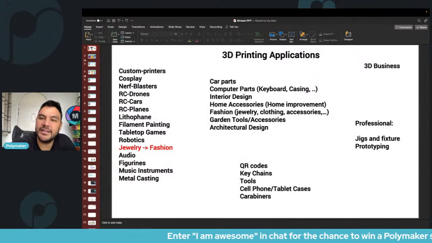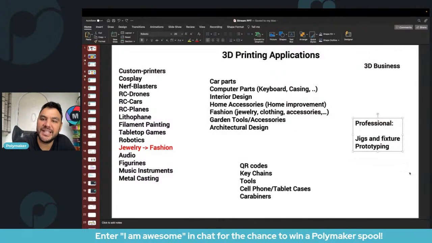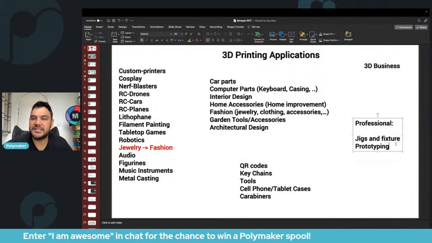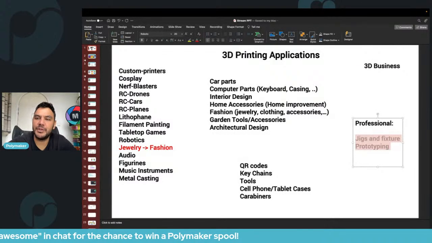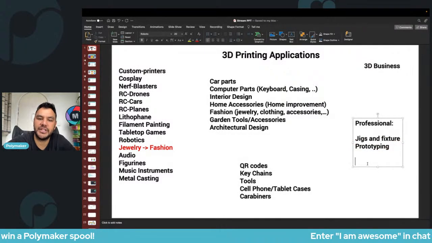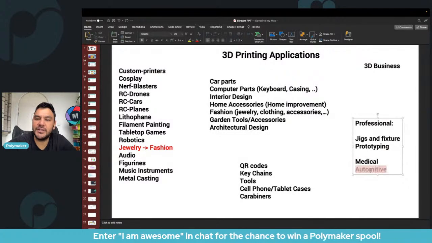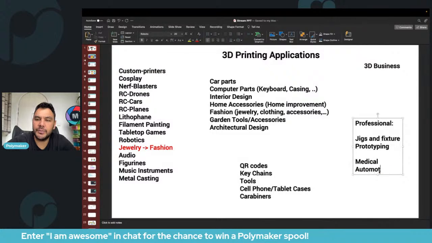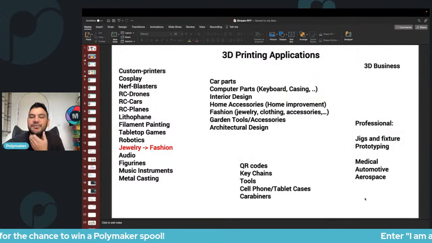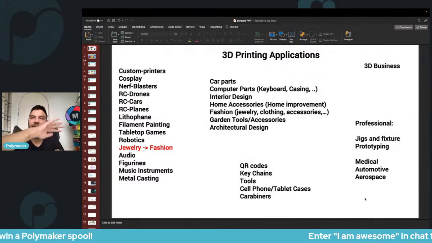I think medical is a different dimension, because with professional, you have one dimension, which is what you are using the 3D printer for within your industry, and the other dimension is the industry itself, whether you are in medical, automotive, or aerospace. So I think that's a different dimension. It's like the industry.